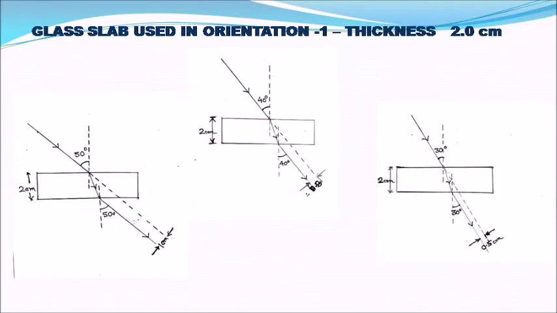These three ray diagrams show the use of glass slab with its minimum thickness of 2 centimeter. For the same angles of 50 degree, 40 degree and 30 degree angle of incidence, the lateral displacements measured are 1 centimeter, 0.8 centimeter and 0.5 centimeter respectively.